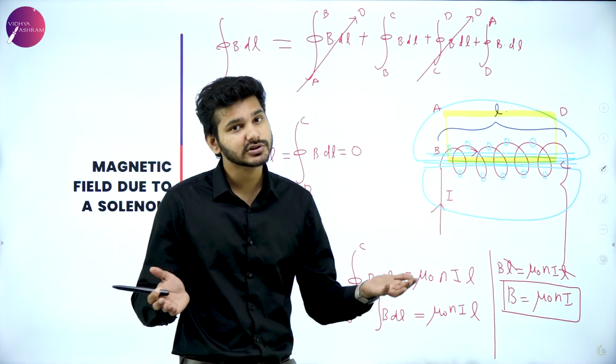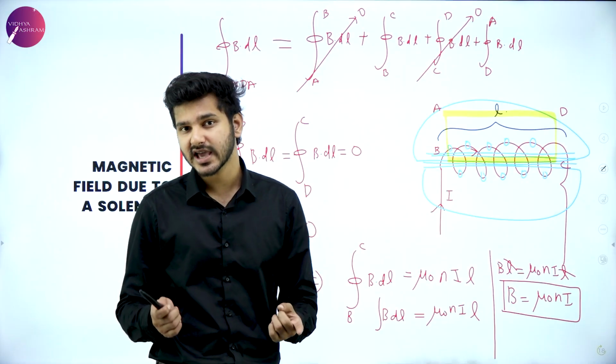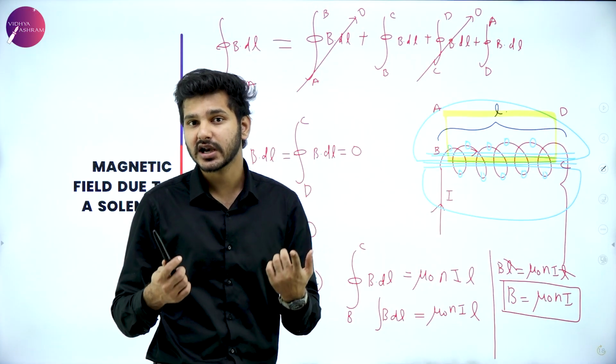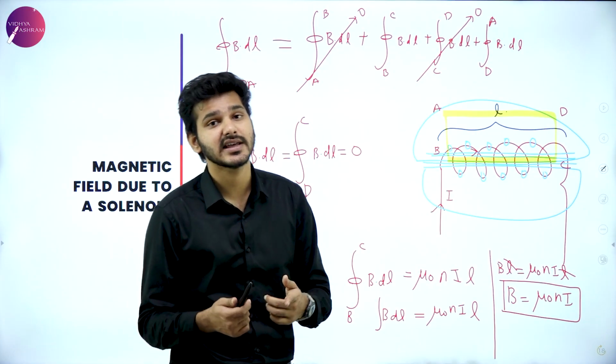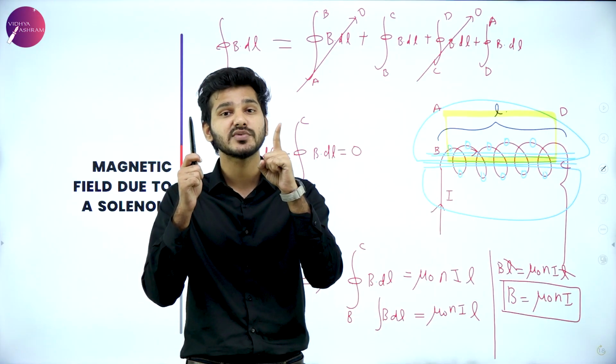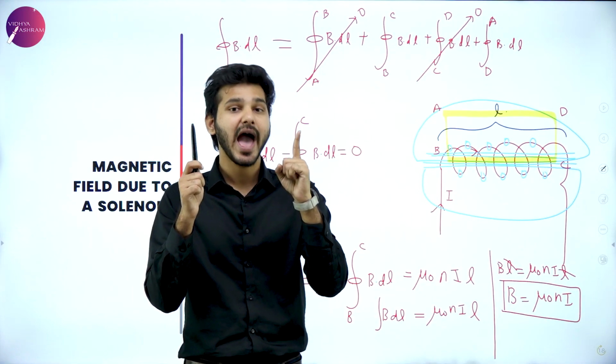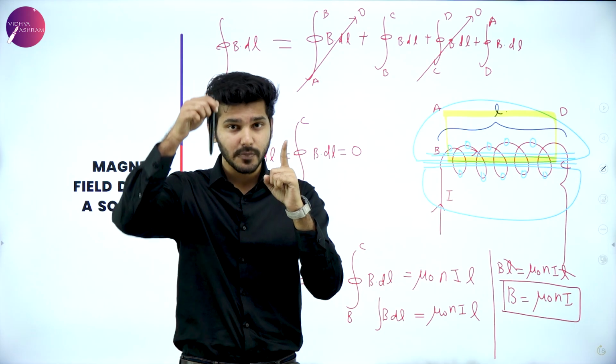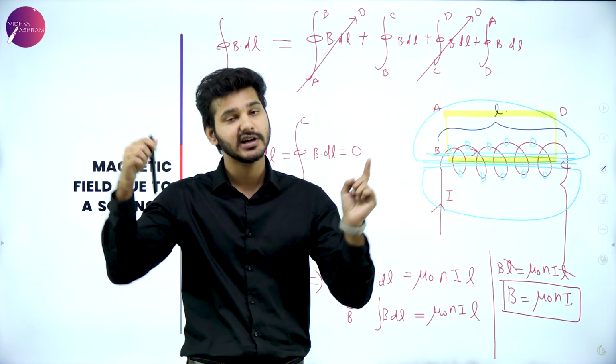And finally, we also learned that if there are two current carrying wires in which the current direction is the same, they will experience a force which is attractive in nature, and if the current is in the opposite direction, they will repel away from each other.